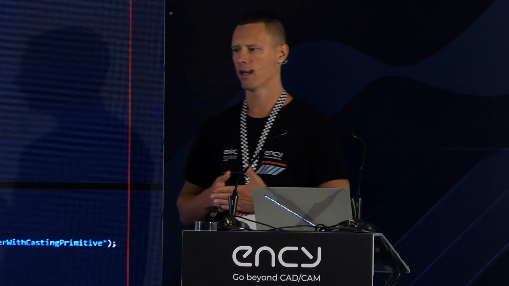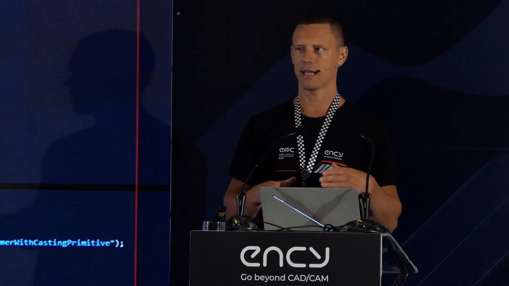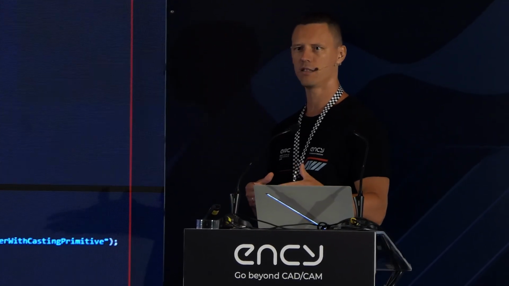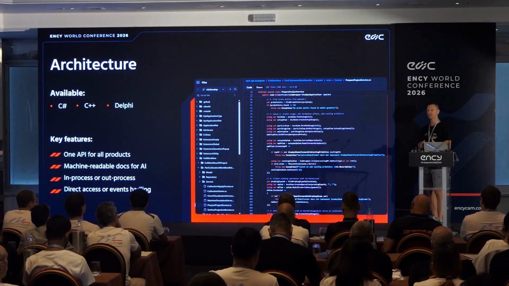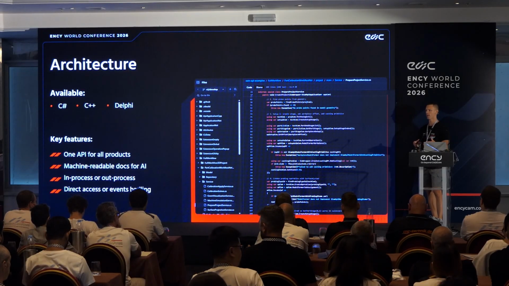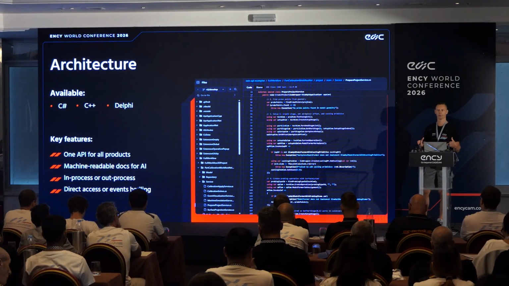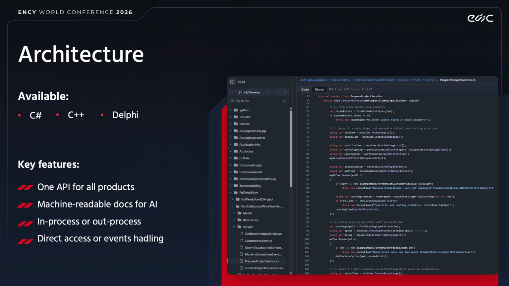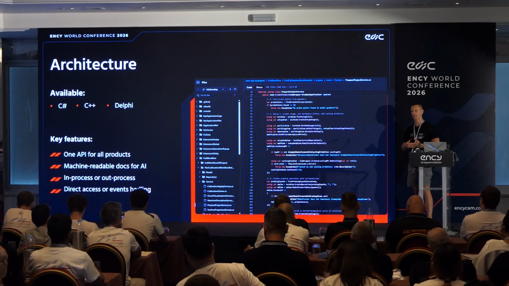direct access to the live system, or you can build your own application, just pull in the SDK as a dependency and you'll be able to drive ENCY through inter-process communication from the outside, like two programs interacting as equals. Or don't call the API at all. You can just subscribe to events inside ENCY and react to what the user does.